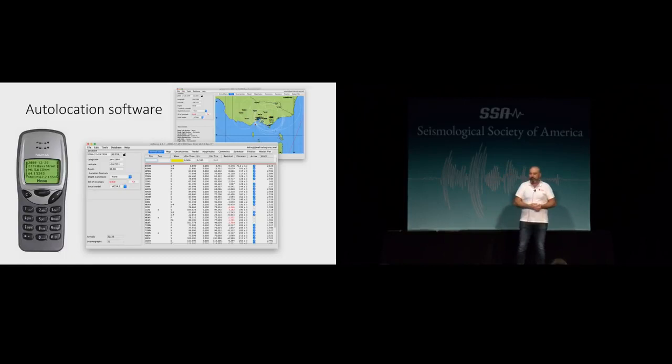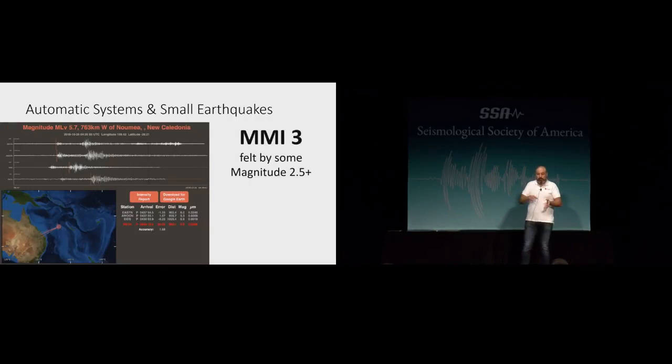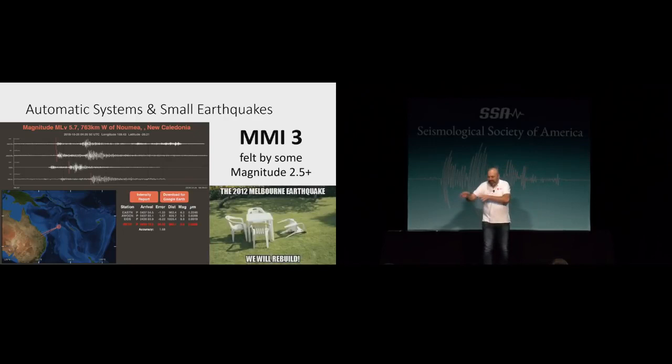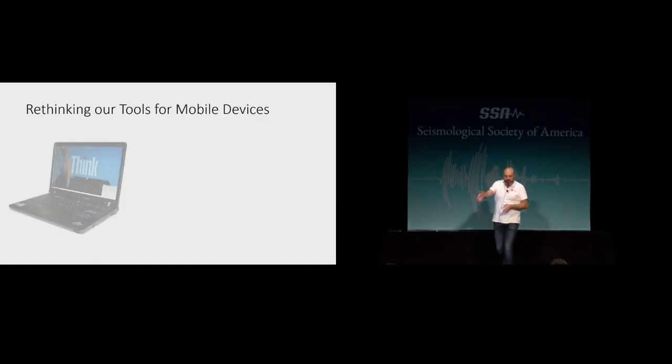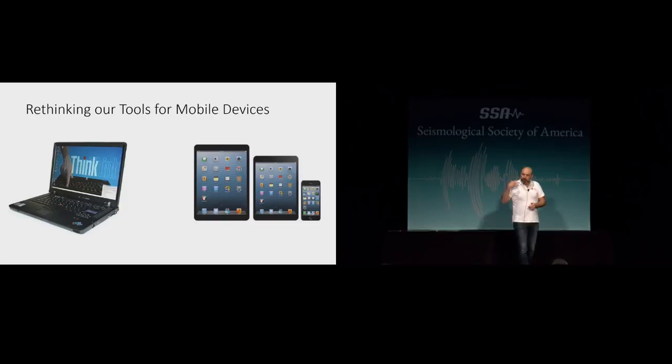But again, we still had to punch in all of that data, and it took some time to get a location. In Australia, we don't have big earthquakes very often, so we have little ones, and we have to be able to locate them automatically. Now, the problem is when little ones still get felt, people react badly to them and make fun of us, but the software doesn't automatically pick P waves nicely on small events. So we had to rethink the way our software was working.